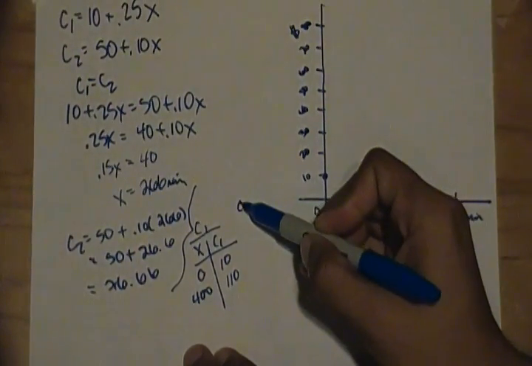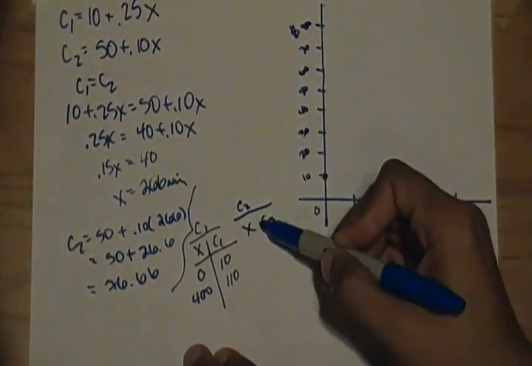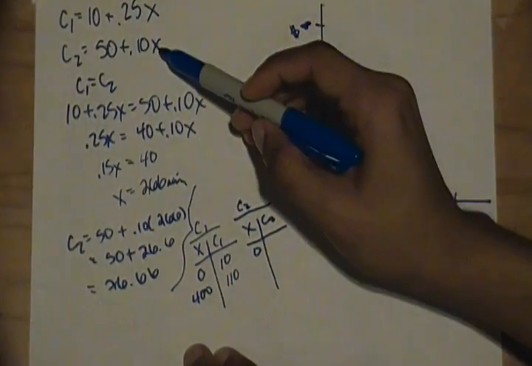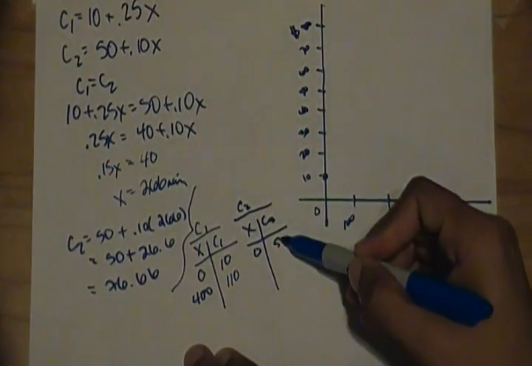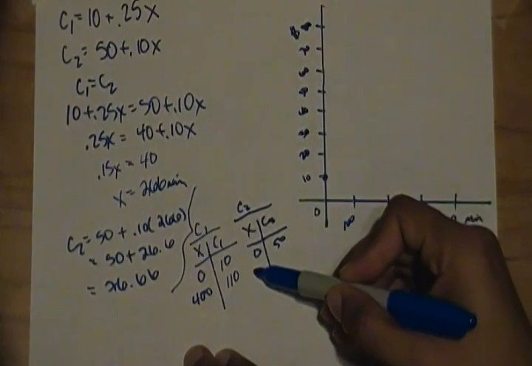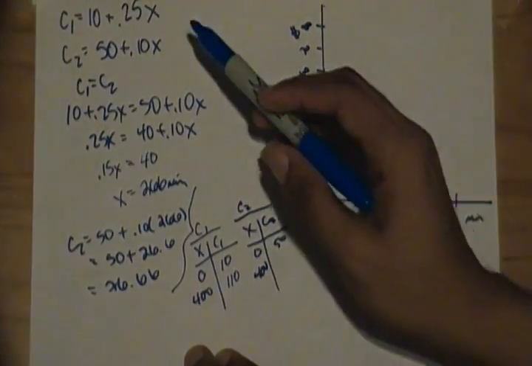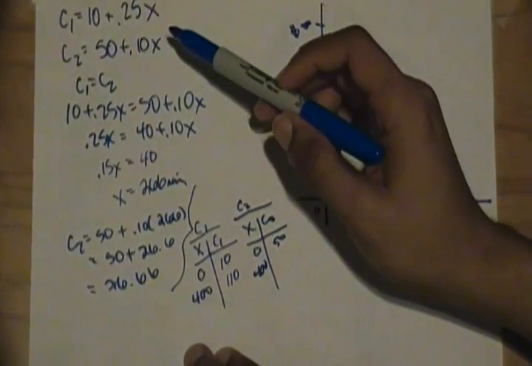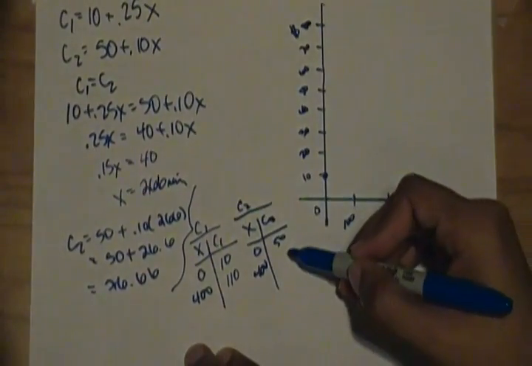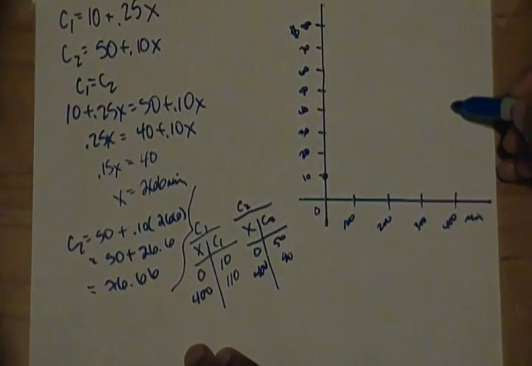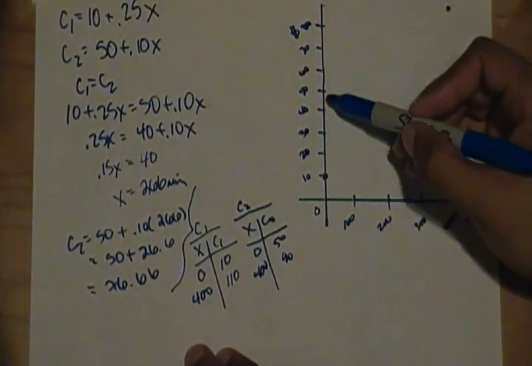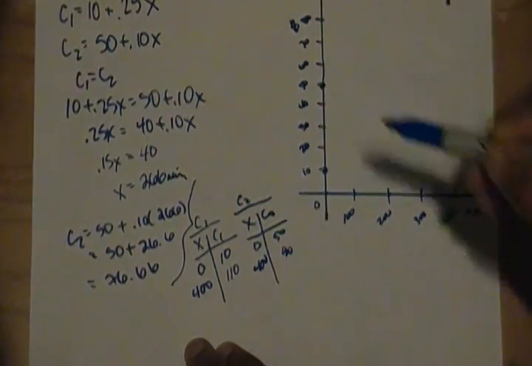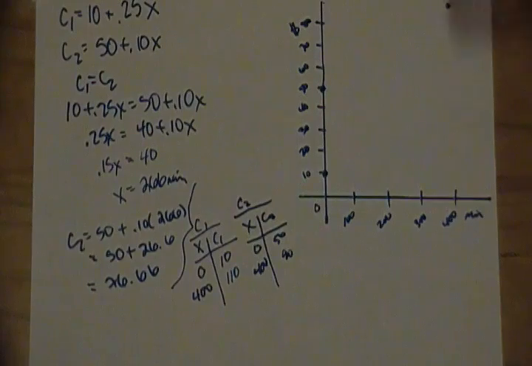Now I need to do C2. When x is 0, 10 cents times 0 is 0. 0 plus 50 is 50. Let's see. Well, let me use 400 again. When x is 400, 0.10 times 400 is 40. 40 plus 50 is 90. So when x is 400, it's about 90. Right about there. It's time to connect some dots.